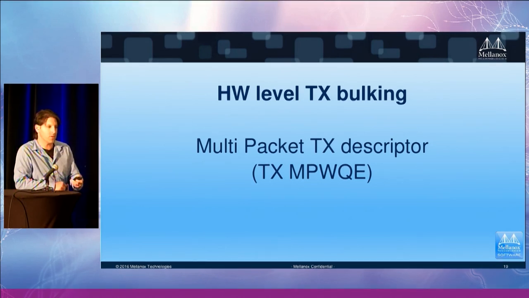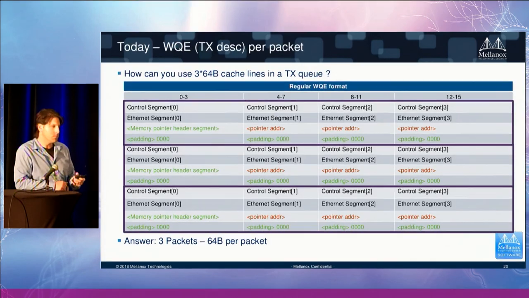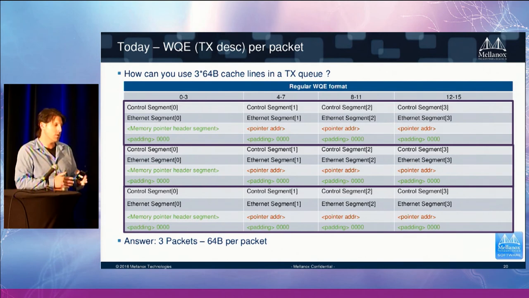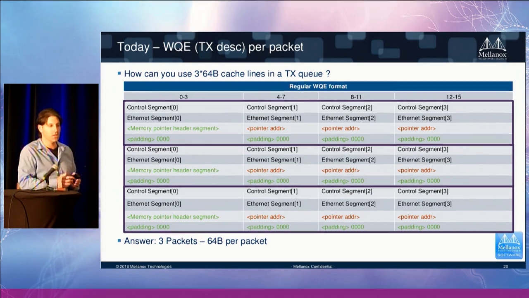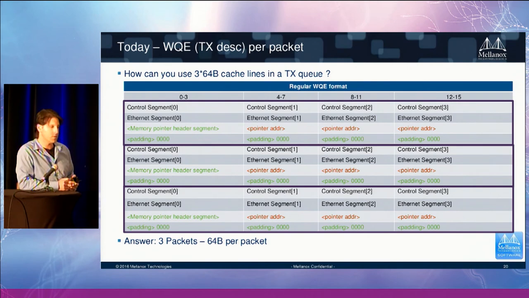So TX bulking, or multi-packet TX descriptor. On top of that, this comes in cases where you already have bursts of packets. Tariq's work was to enforce these bursts, and this feature is for when you already have bursts of packets, either with XMIT more enabled, or with this method. So that's where it comes to optimize.